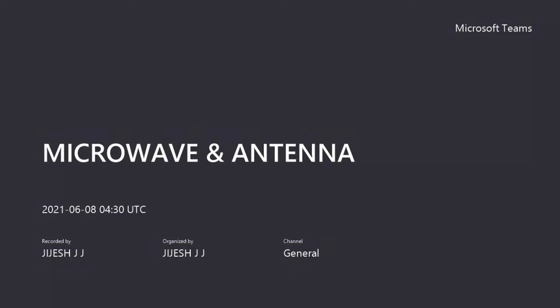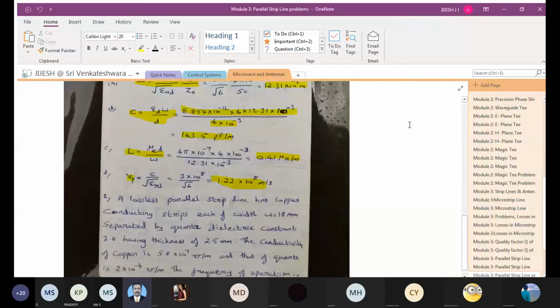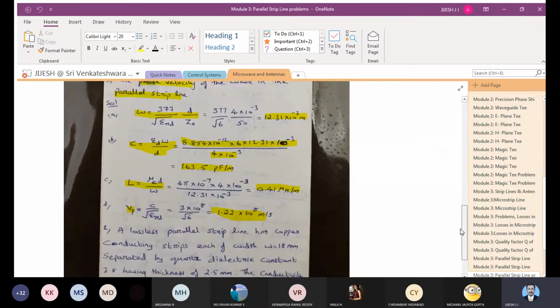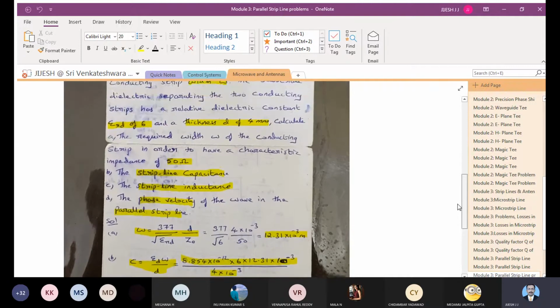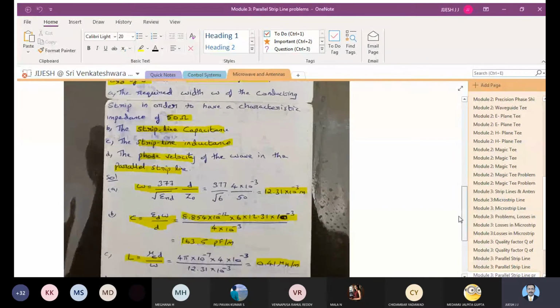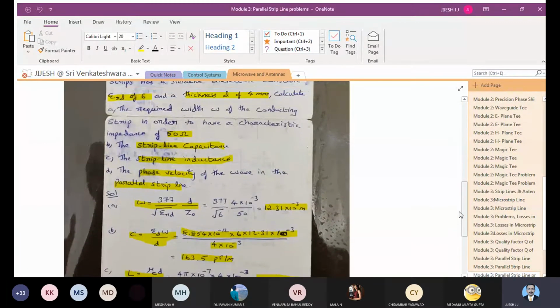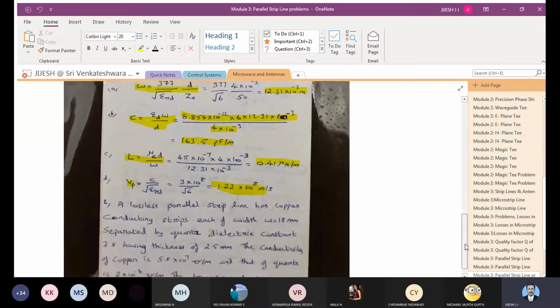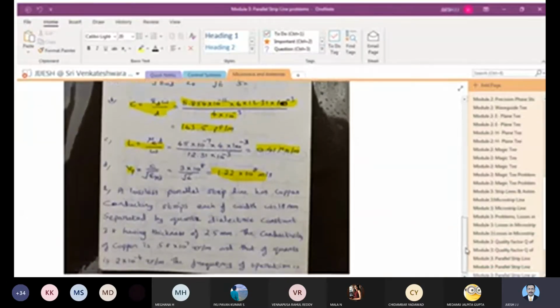Starting with the problems we have done in the previous class, and then we will proceed further. We have just done a problem where we found the strip line capacitance, strip line inductance, and phase velocity, as well as the width W of the conducting strip. So all the answers, I think all of you got it.